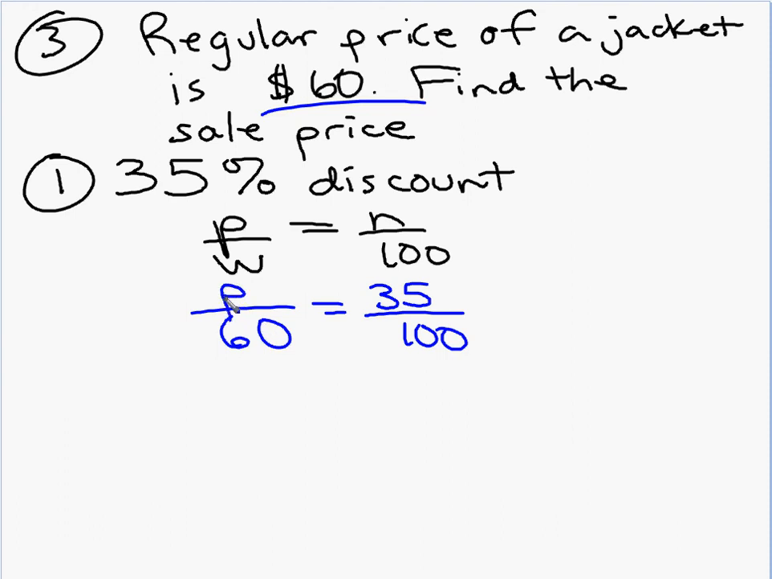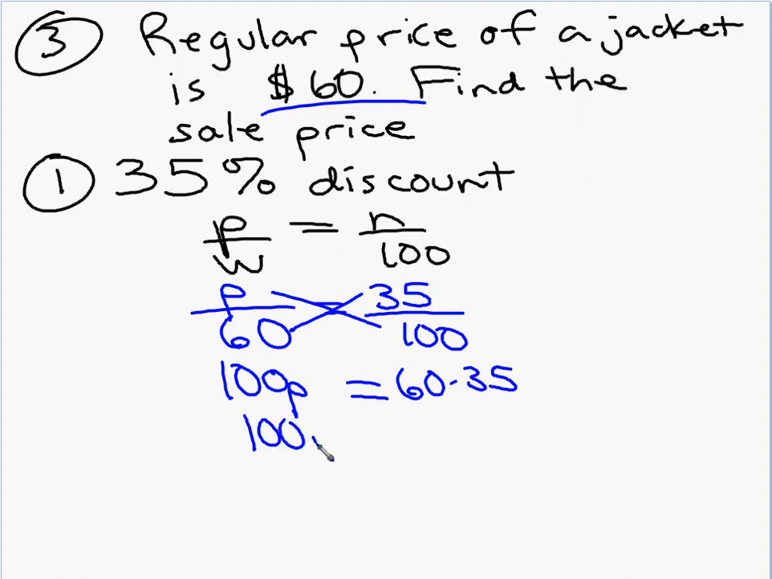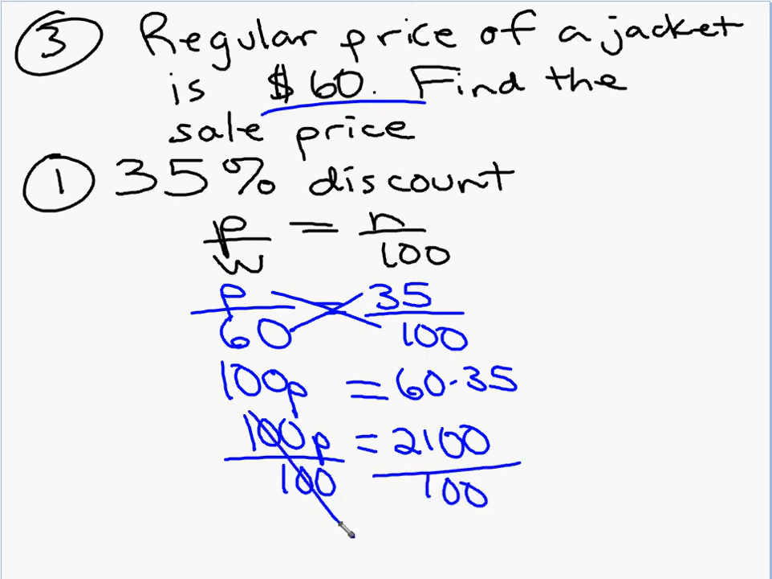Okay? So now we do the same thing that we've been doing. We're going to cross multiply. 100p equals 60 times 35. Use your calculator. 100p equals 2,100. And then divide both sides by 100. So, when you do that division on your calculator, you get 21.